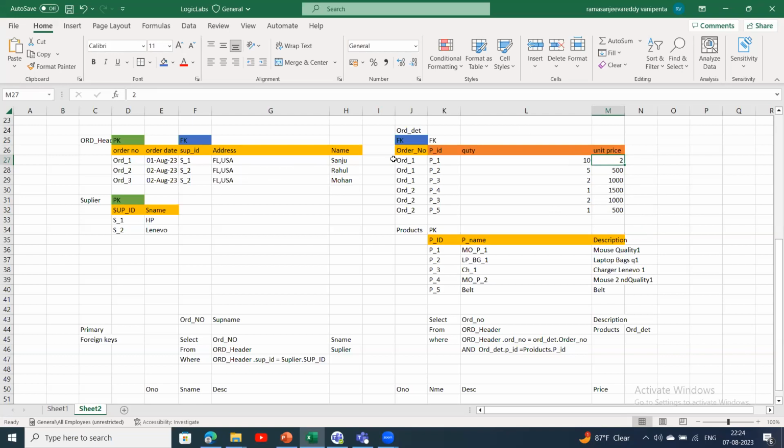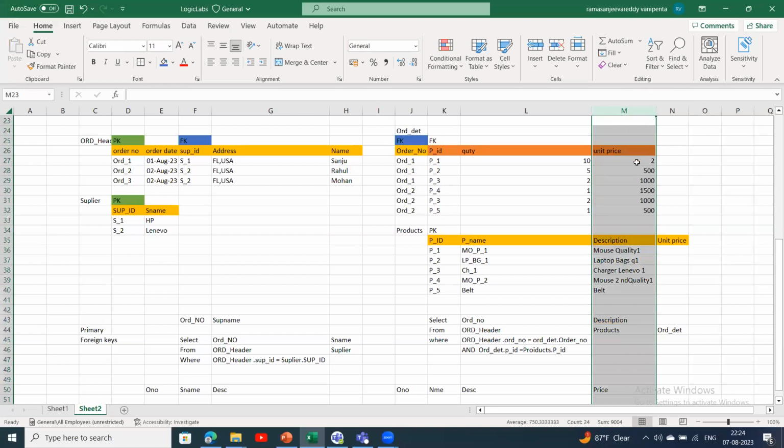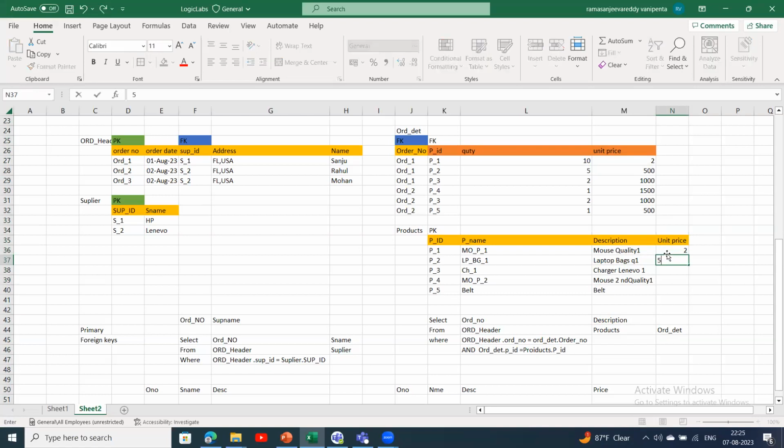Hello? Guys, you're following me or not? Can you please repeat once again? See, I'm maintaining these unit prices also, okay? Here, beside description, I'm maintaining unit price. Here only I'm maintaining the unit price of that product. I'm not maintaining it here. Product one, unit price is two. Product two, unit price is 500. Product three, unit price is 1000. Product four, unit price is 1500. Product five, unit price is 500. So I'm not maintaining this information here now.